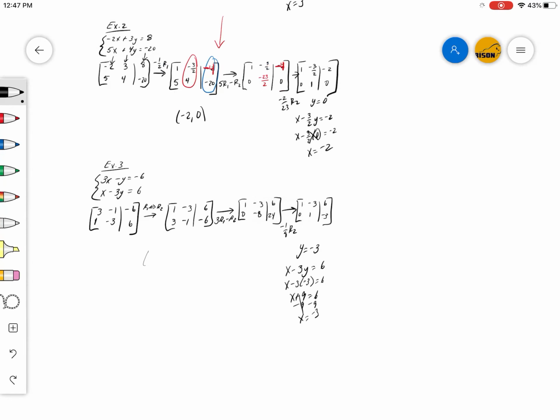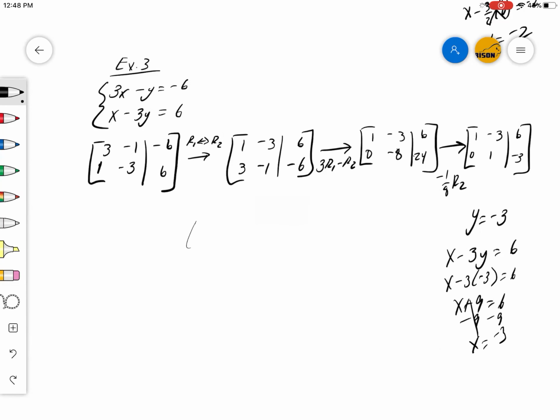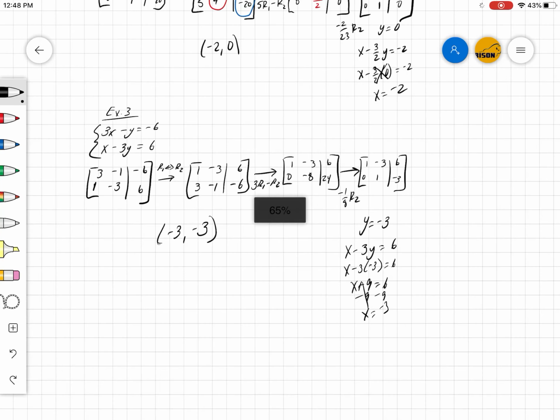Whoops. Oh, I was almost there. I was so close. This thing drives me insane when it changes around like that. Negative 3, negative 3. Okay?